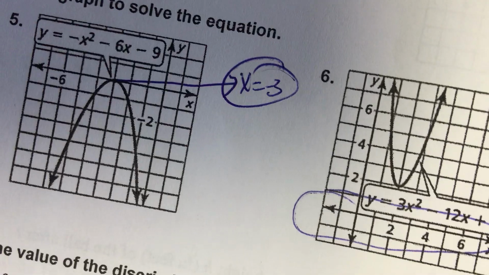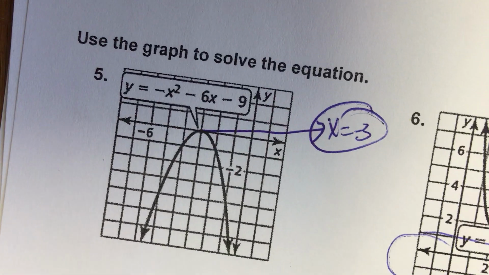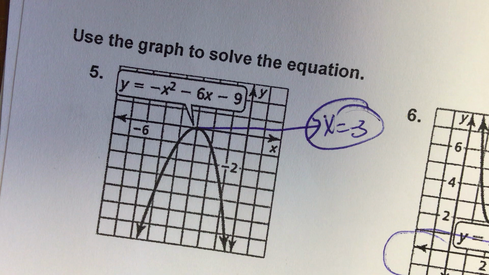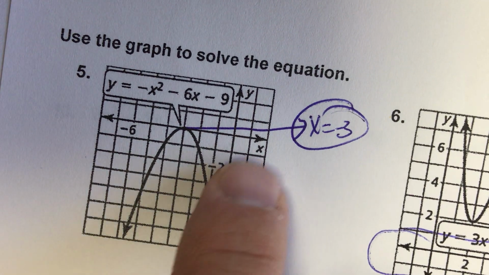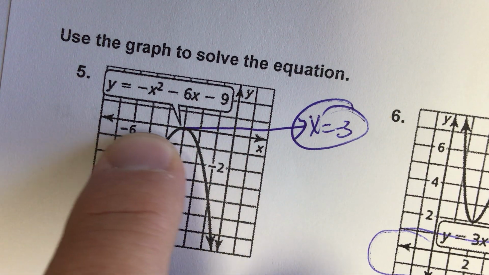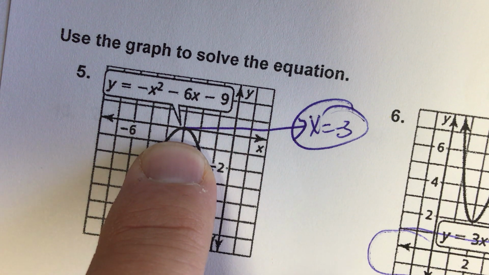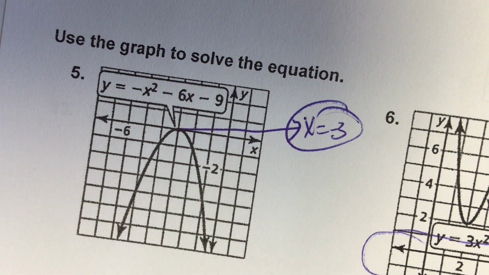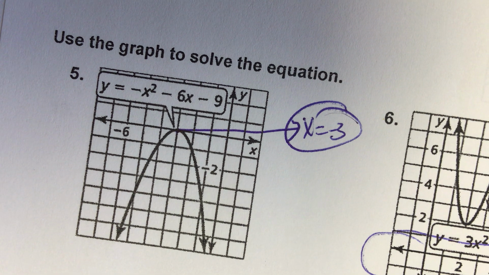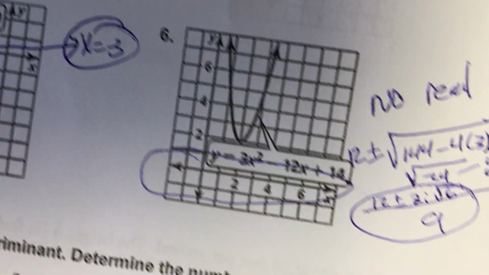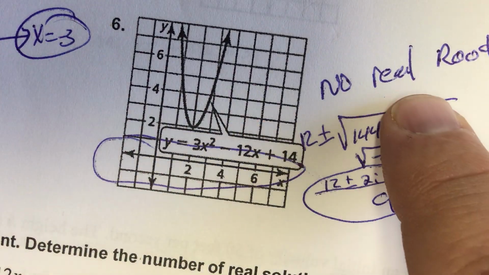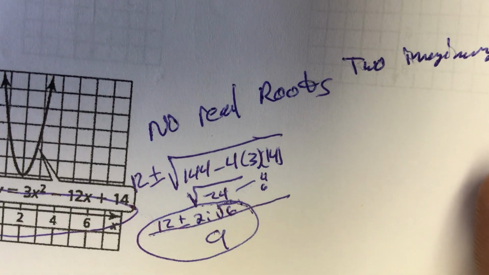Okay, next one. This one just says, use the graph to solve the equation. Well, this is pretty easy because looking at the graph, I'm looking at the points it crosses the x-axis. And this one crosses the x-axis right at negative 3. So that's where that is. So that was easy. On the next one, we notice that there are no real roots.